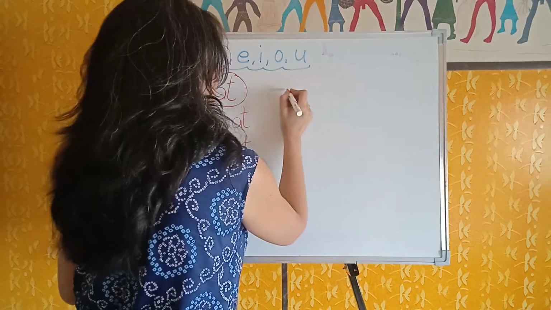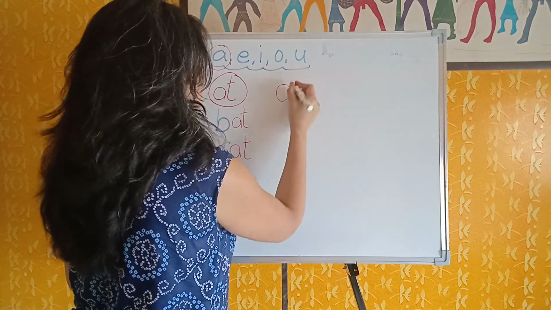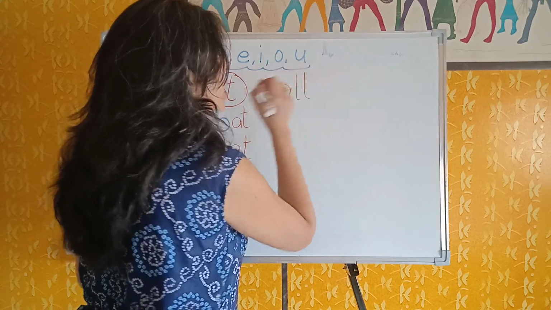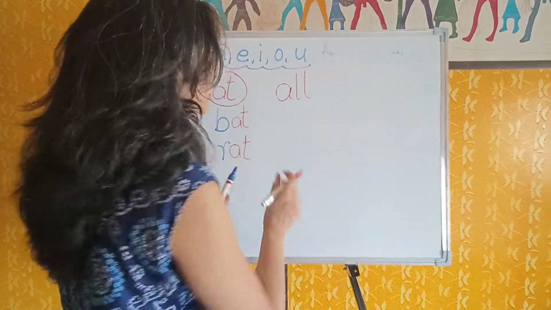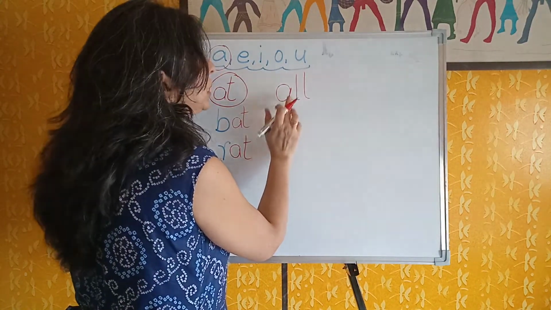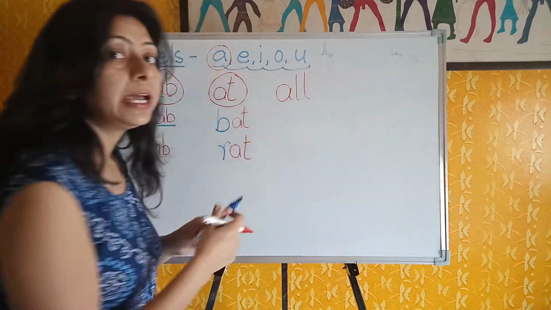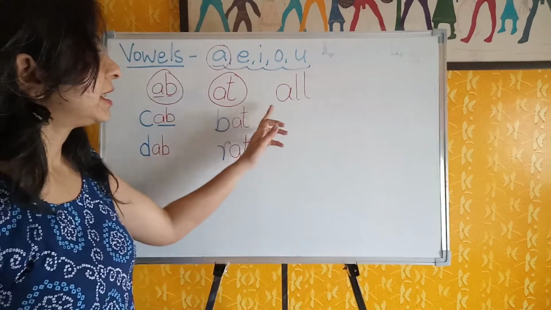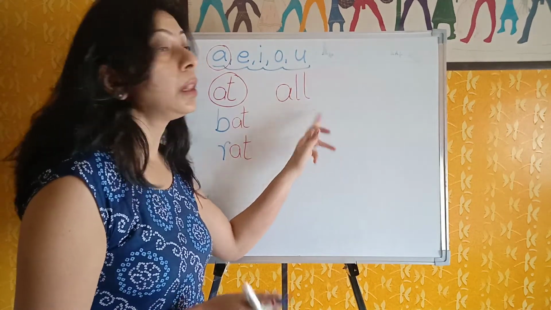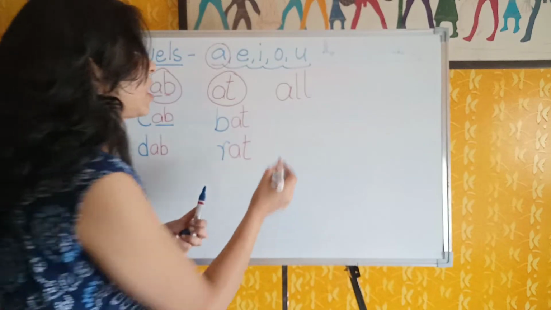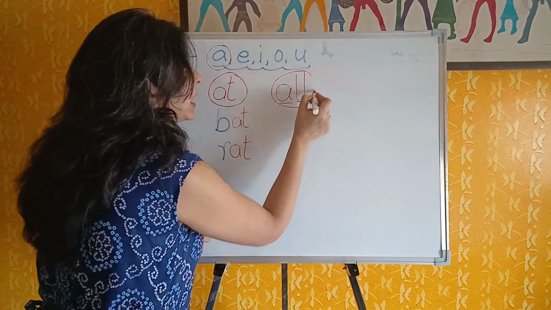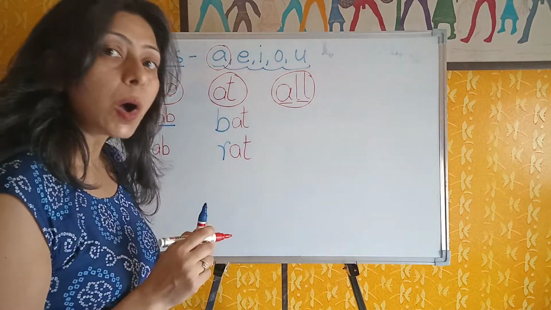Now we will write another sound, a, l, l: all. Now here, when you use the letter a with double l, its sound changes. It will change from a to o. O, l, all. It's a sight word, and this sight word is all.